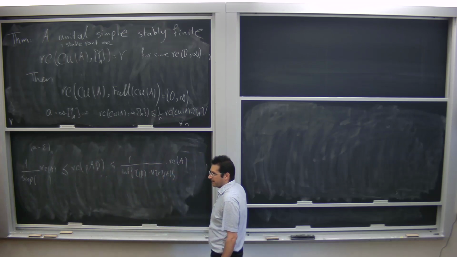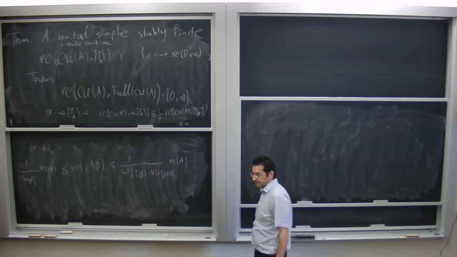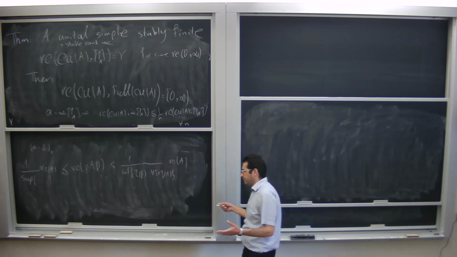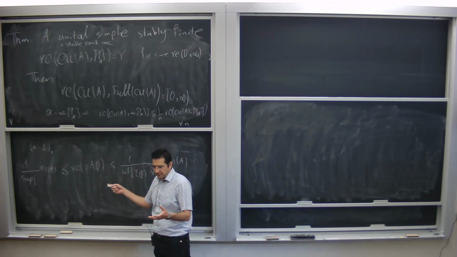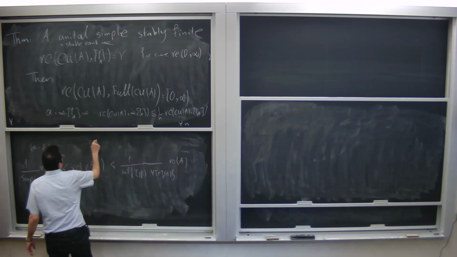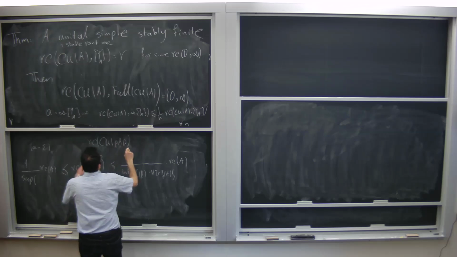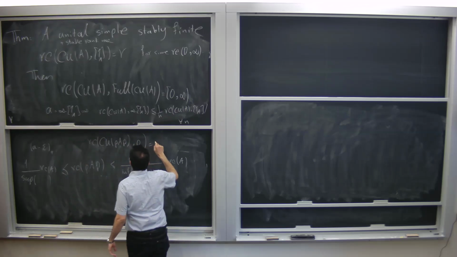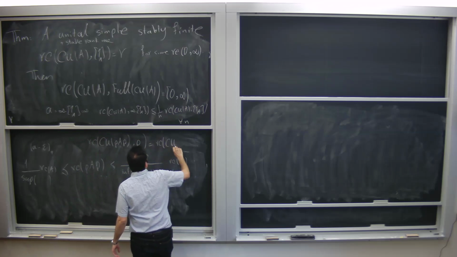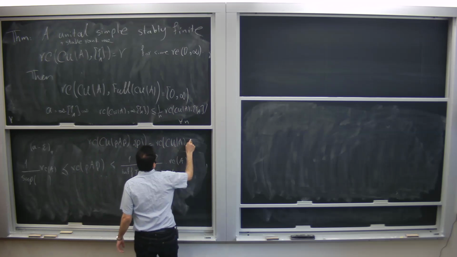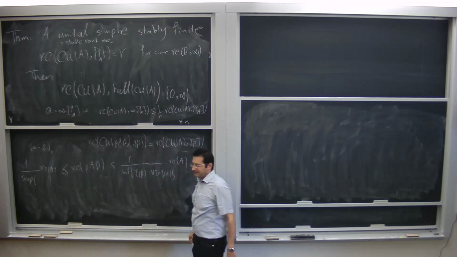Yeah, I understand. Well, look, if you take the radius of comparison of PAP with respect to P, isn't that going to be the same as the radius of comparison of A with respect to P? Yes, because P is full, therefore RC of CU of PAP with respect to P is equal to RC of CU of A with respect to the class of P. It's the same as CU, really.